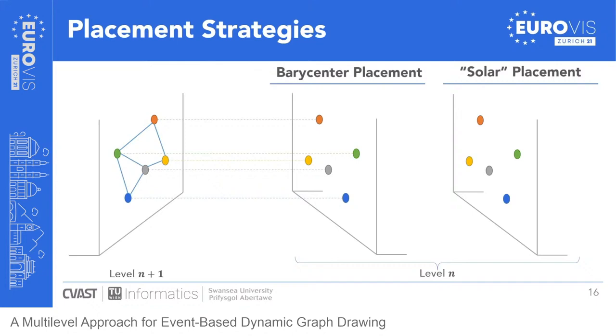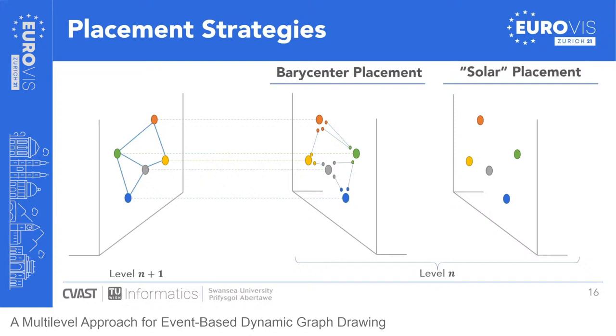In the body center placement, the neighboring trajectories are placed skewed towards the body center of the coordinates of their representatives' neighbors at the upper level. These newly computed trajectories will be kept close to their own representative.